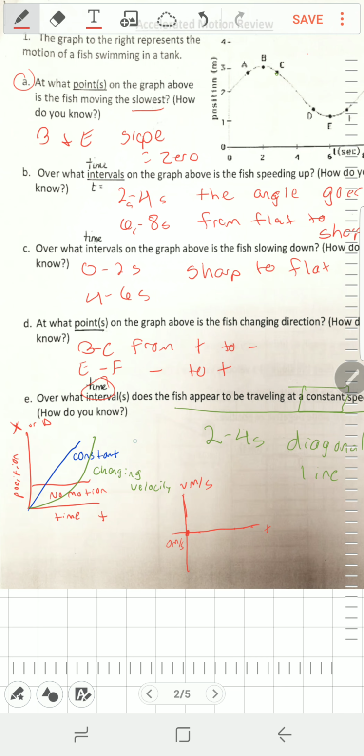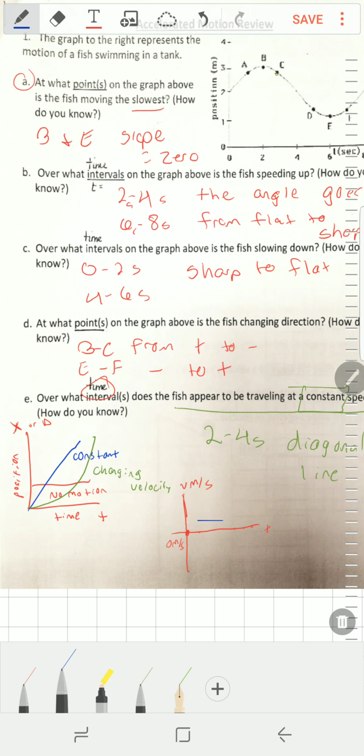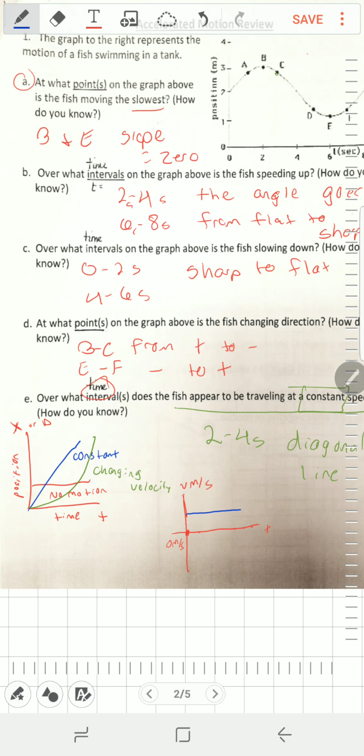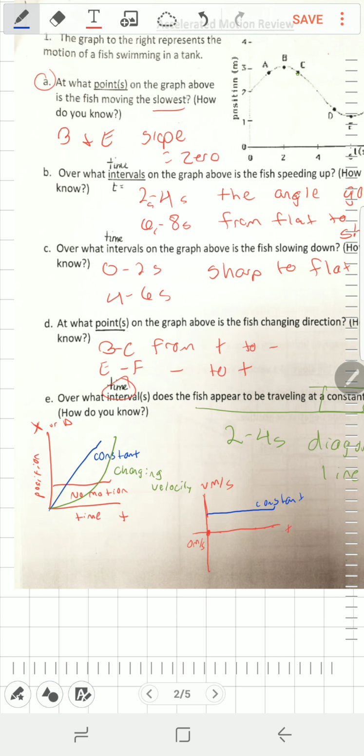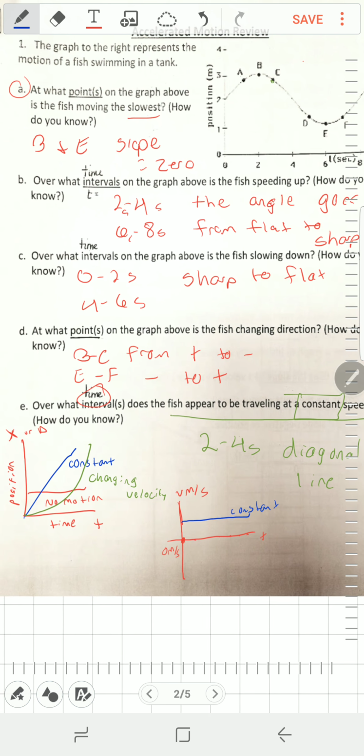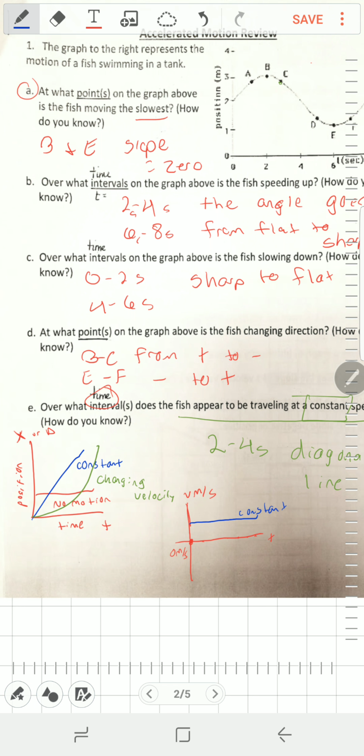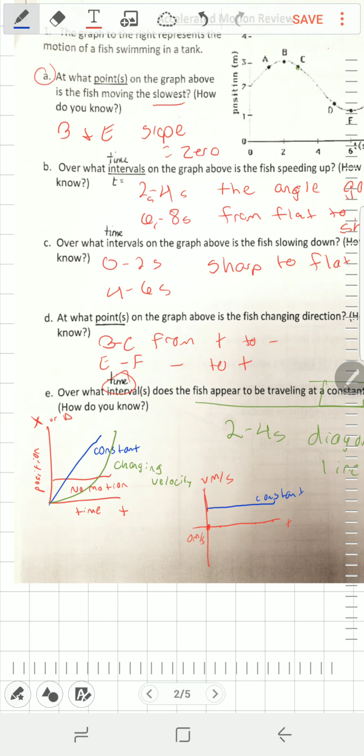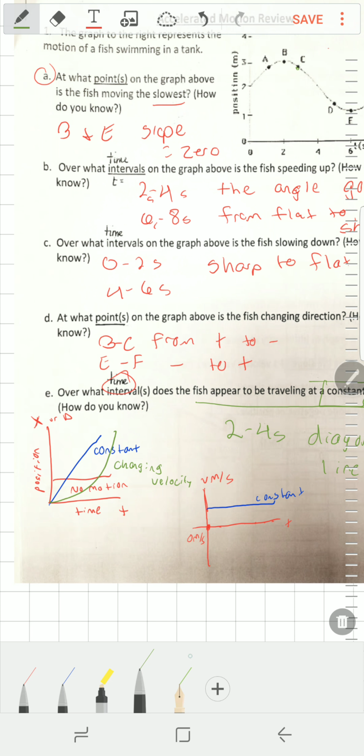Now, constant motion means the same speed. It doesn't matter positive or negative. It means my speed is the same. So what does constant motion represent? It means a flat line on this one. So remember, a constant motion on a distance versus time graph is a diagonal, but a constant motion on a velocity versus time graph is a flat line. And then finally, on an accelerating or changing motion graph, it's going to be a diagonal line.